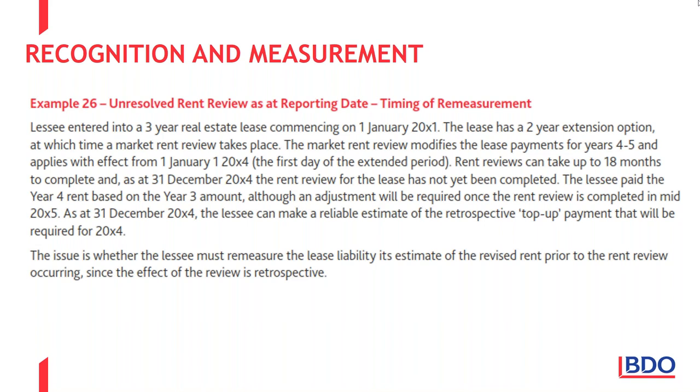So at 31 December year 4, the lessee can make a reliable estimate of that retrospective top-up payment that they think will be required. So the issue is really whether the lessee must remeasure that lease liability based on its estimate of the revised rent prior to that rent review occurring, since the effect of the review is retrospective. So really, at what stage do we update our calculation of our lease liability? Is it based on our expectation or once it's formally signed and agreed?